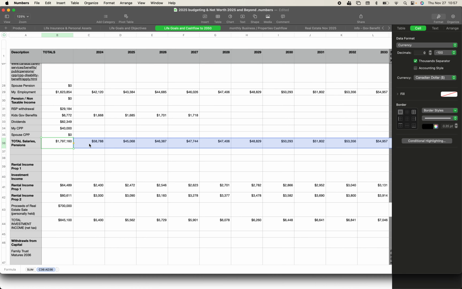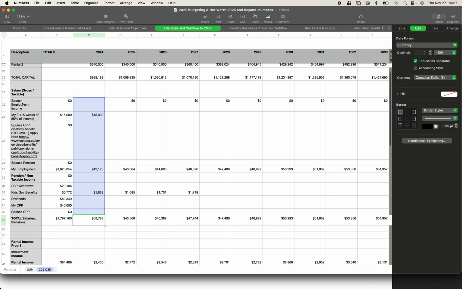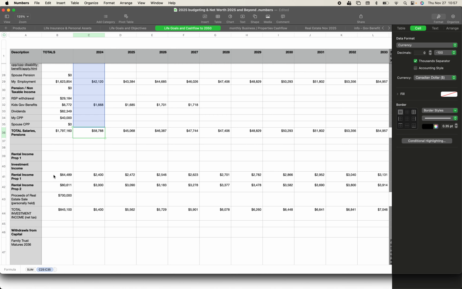So then we've got total salaries, pensions, children's benefits, etc. And that's basically any income. If you had a spouse, you could enter their income here as well. And you're going to be cash flowing on these properties. Hopefully they're good investments. So the cash that you're going to make, $24,000 a year, and that's going to grow slightly every year, hopefully with rent increases. And you can project that out.